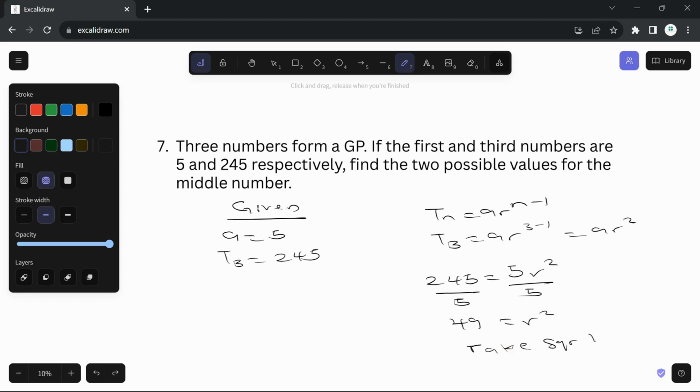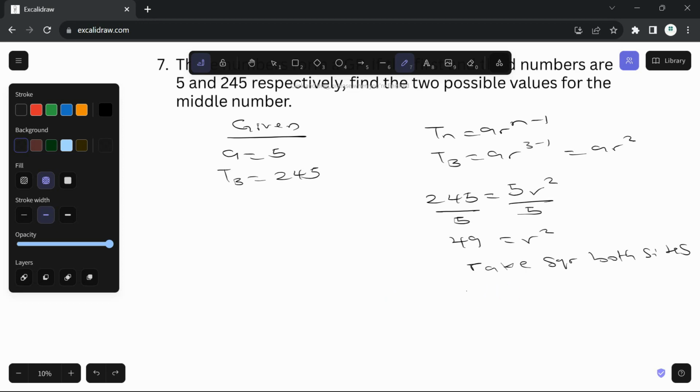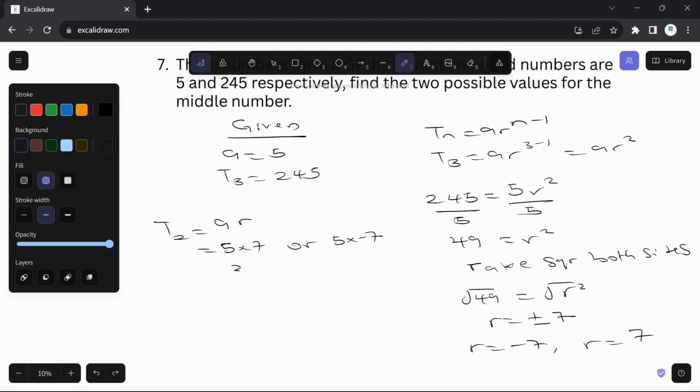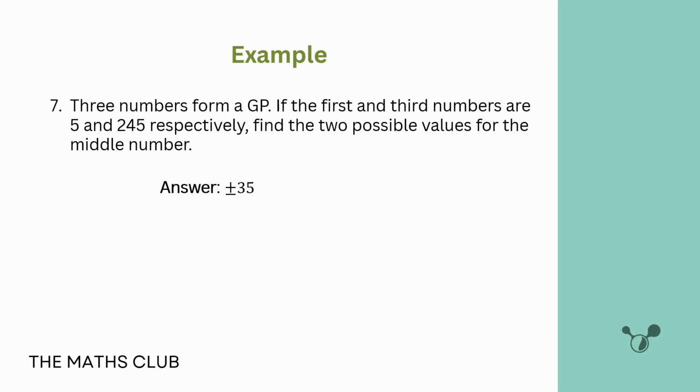So if I take the square root of both sides, that's like saying the square root of 49 is equal to the square root of R squared. So R will be equal to plus or minus 7. That means our R could be minus 7, or our R could be plus 7. If A is 5, then T2 is A times R. So our T2 could be 5 times 7 or 5 times minus 7, and that is 35 or minus 35. So the two possible values for the middle number are 35 or minus 35. Let's see if we are correct. Great, so plus or minus 35.